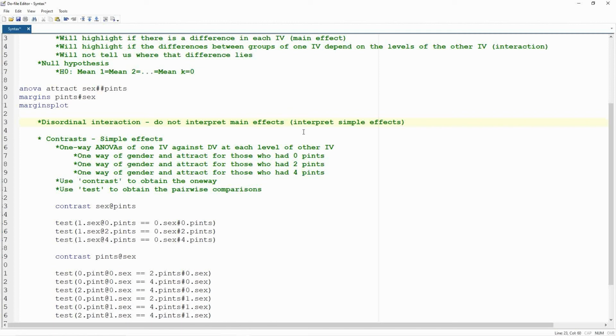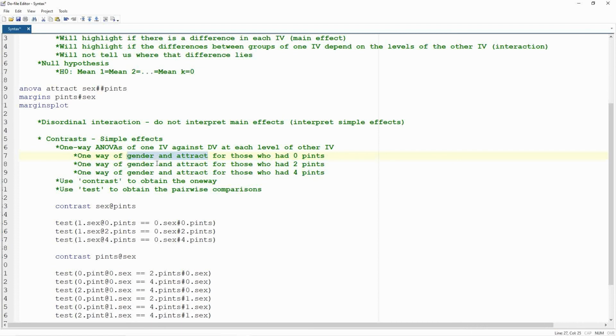The idea of simple effects is effectively that we're going to run a bunch of one-way Anovas on one IV against the DV, and each one-way Anova is going to be set at one level of the other IV. So we're going to be looking at one-way Anovas effectively of gender and attractiveness. The reason why I'm doing this is because gender has 1 degree of freedom, or in other words, gender only has 2 groups. What this means is if we have a significant effect, we can just look at the means of gender at that particular level of the other IV, and we don't have to do anything further.